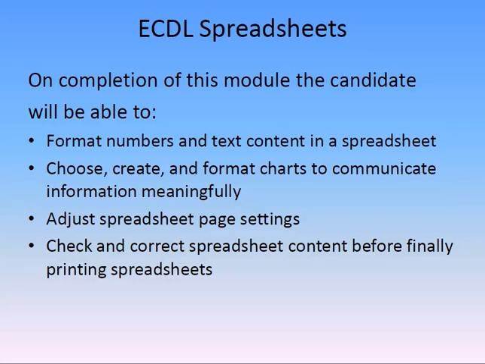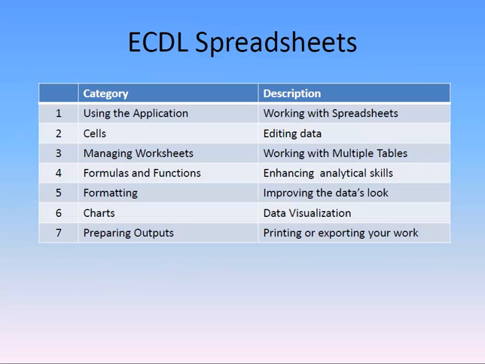So what we're going to do now is have a quick look over the syllabus. We have 7 categories here. These are the 7 subject areas in the syllabus. This presentation doesn't correspond to any of the sections. It's actually an introductory section. But the first section is using the application, so working with spreadsheets, familiarizing yourself, entering data and so on. Likewise, cells, entering data, being able to use the cells and so on. Managing worksheets, so you will be working with multiple tables and multiple files.